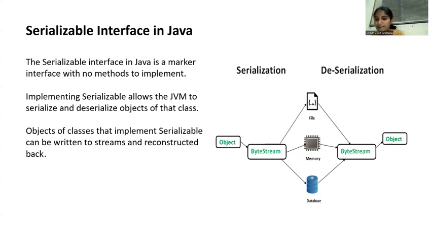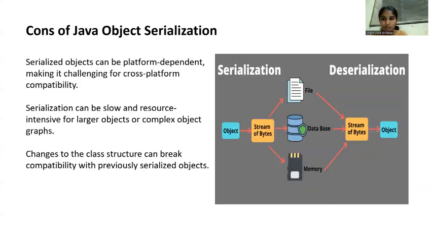So the object is converted into a byte stream, stored either in a file, memory, or database, and further used for the deserialization process. That byte stream will be sent to the deserializer, and it is converted into an object. In this way, the Serializable interface helps. It is available in the java.io package.